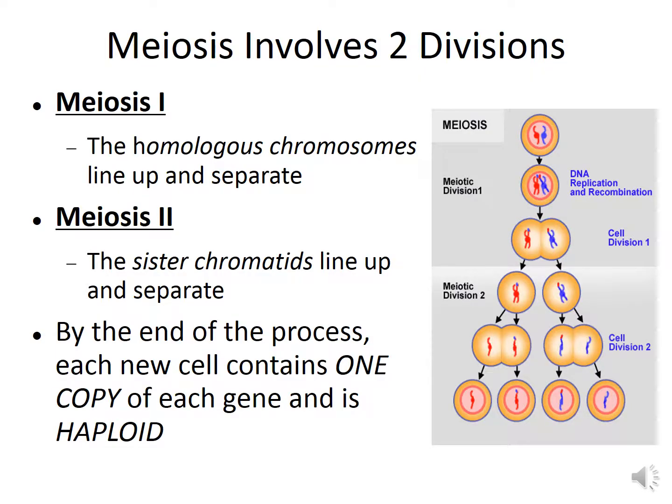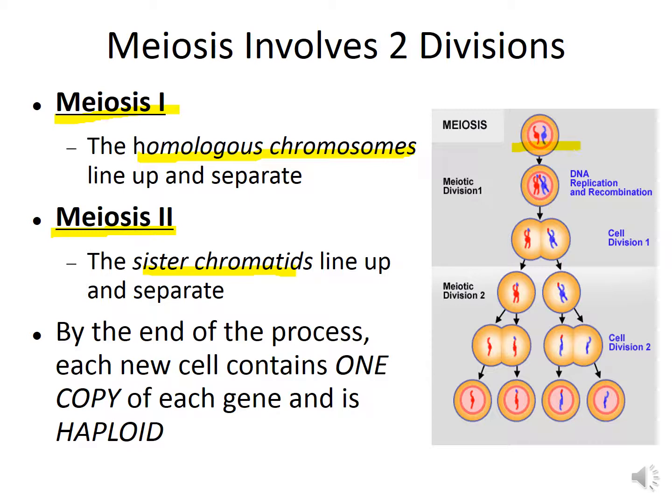Next, we're going to go inside those two divisions of meiosis, and I really want you to understand what type of DNA is dividing during each division. I also want you to understand that these two divisions result in the number of cells made through meiosis. So let's get into that. First of all, meiosis involves two divisions. The first division is called Meiosis I, and the second division is called Meiosis II. During Meiosis I, what's separated are the homologous chromosomes. So the DNA from each parent is separated. During Meiosis II, it's actually the sister chromatids that are separated.